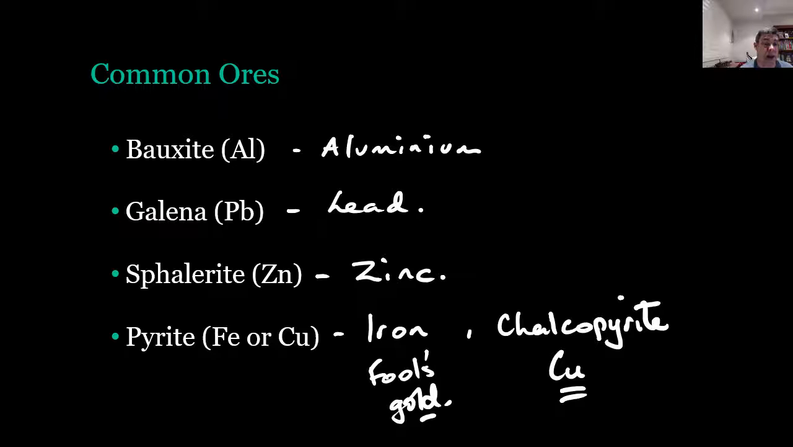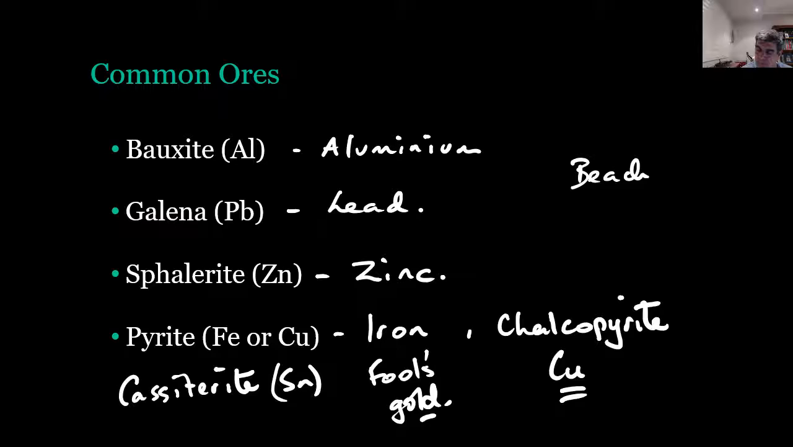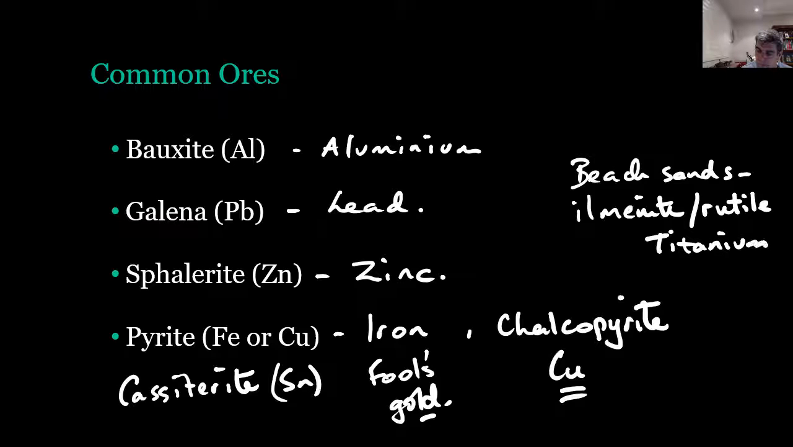Now there's a few other ores that are fairly important that we could add to this list, say cassiterite, from which we extract tin, and so forth. There's a large number of different types of ore bodies, and I haven't even at this point touched on some of the different beach sands, which may include things like ilmenite or rutile, which are sources of titanium. So we have a number of different important metals that we can extract from each of these different ores.